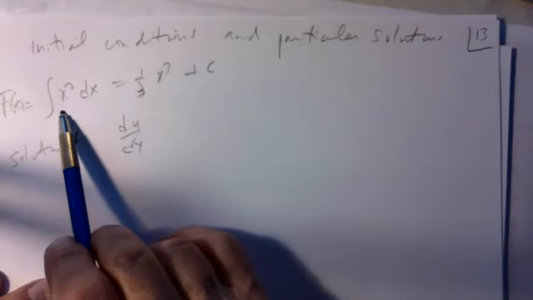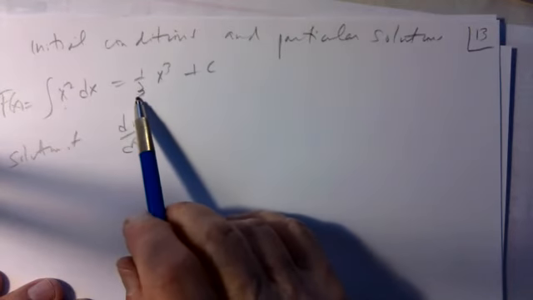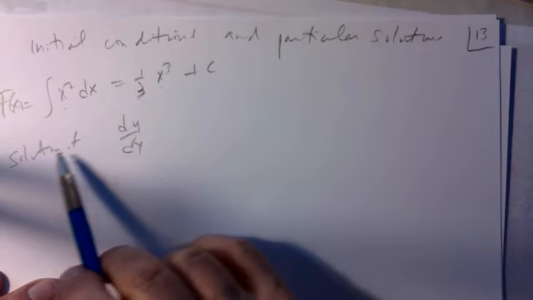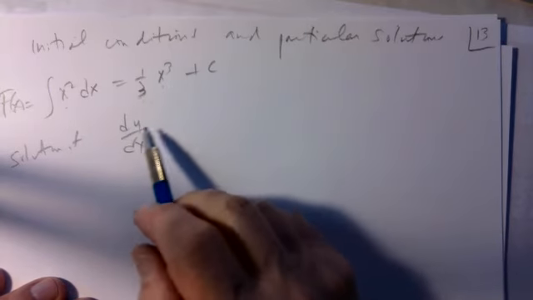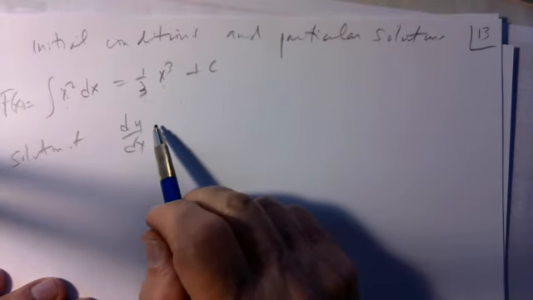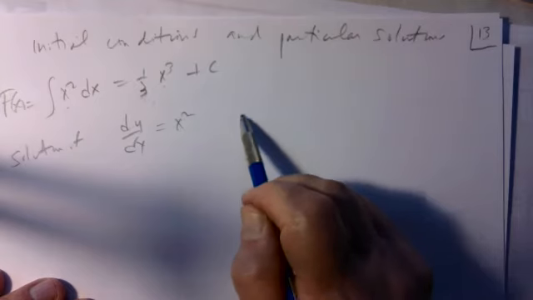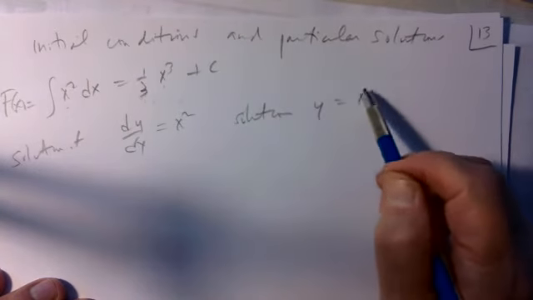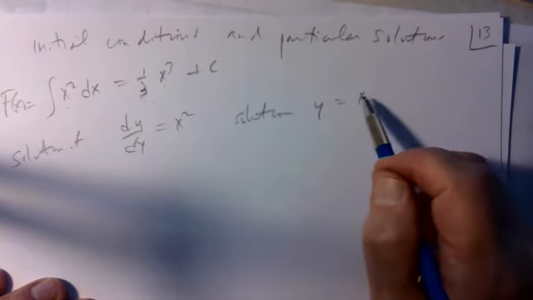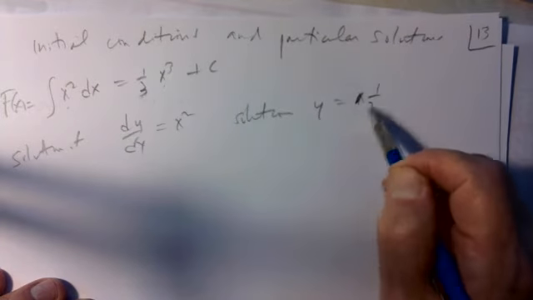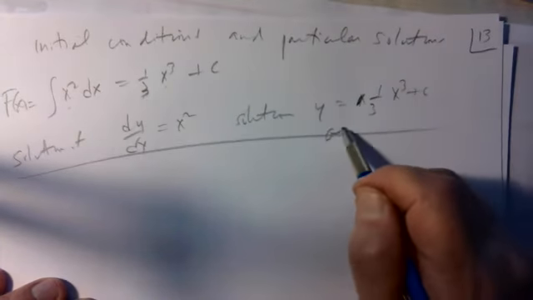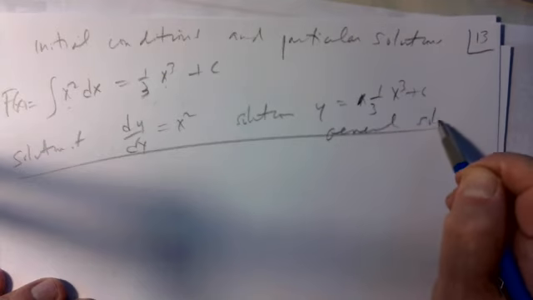So what is the antiderivative or the integral of x squared dx? A third x cubed plus a constant. Or another way of saying this is, if you want to solve the differential equation dy/dx equals x squared, the solution is y equals 1/3 x cubed plus any constant. So this is what you would call the general solution.